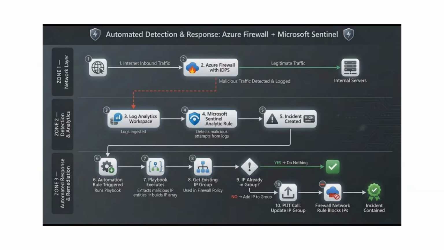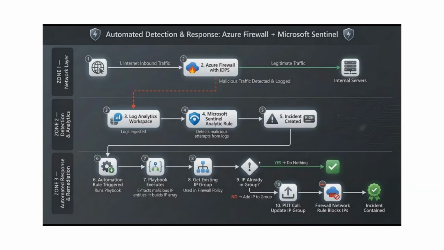A playbook is a Logic Apps-based automated execution, like Sai mentioned. Here, the playbook will extract all the malicious source IP addresses and build an IP array. Then we've configured this playbook to update an IP group that is being used on the firewall policy. In this playbook, we are checking the existing IP group, and whether these source IPs newly retrieved by this incident are already present in the IP group. If they're already present, we're not taking any action because we are very well protected there.